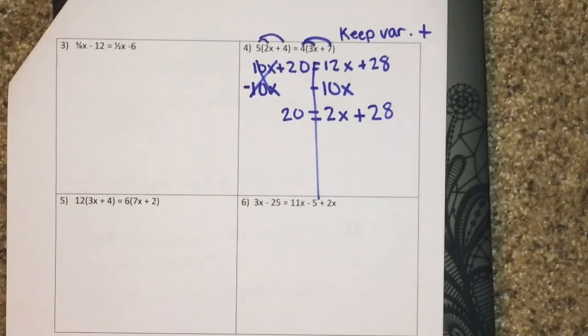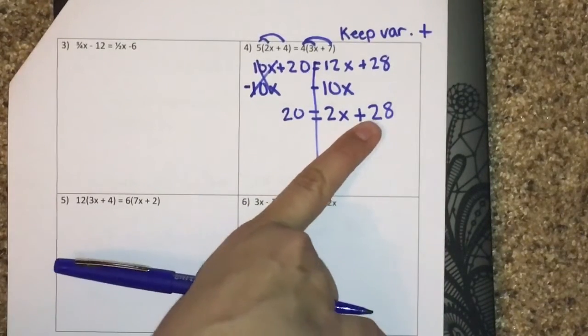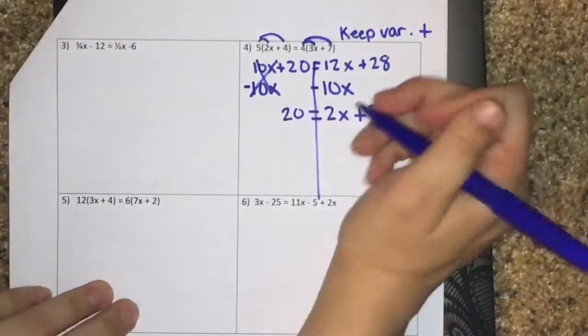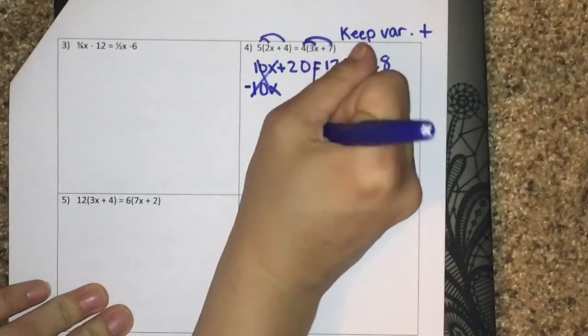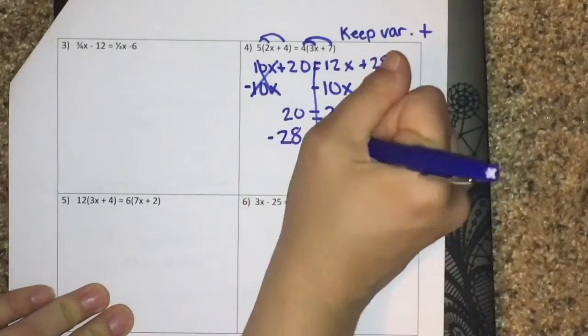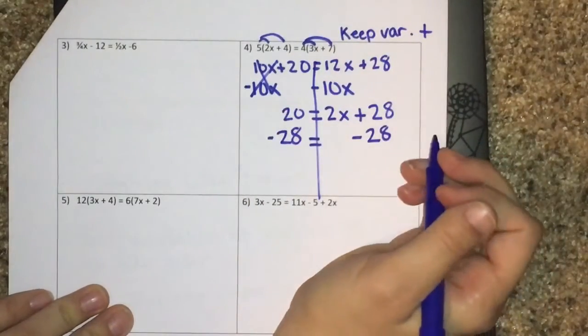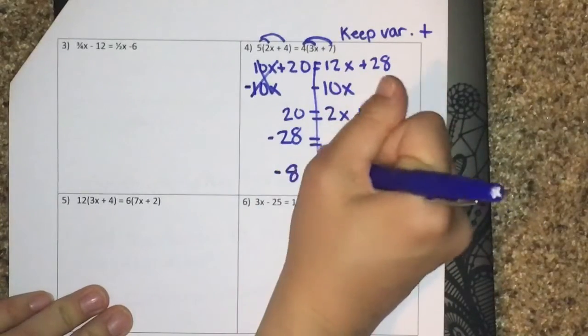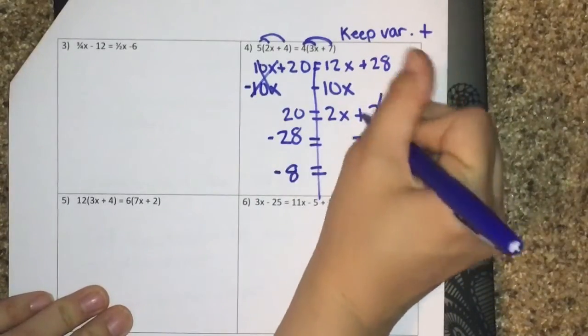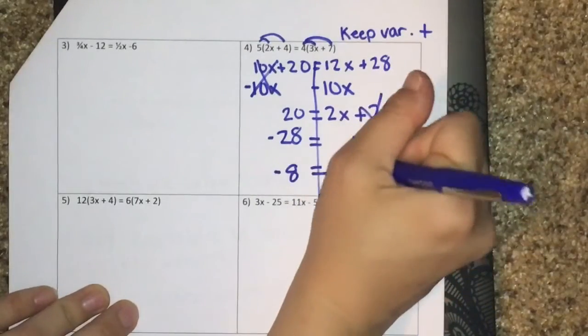Now I need to get my numbers to the other side. So 20 is already over here, but I still have a 28. How do I get the 28 to the other side? I'm going to subtract it because it's positive and you need to do the reverse operation. In this case, 20 minus 28 is negative 8 equals, this is going to cancel, 2x.